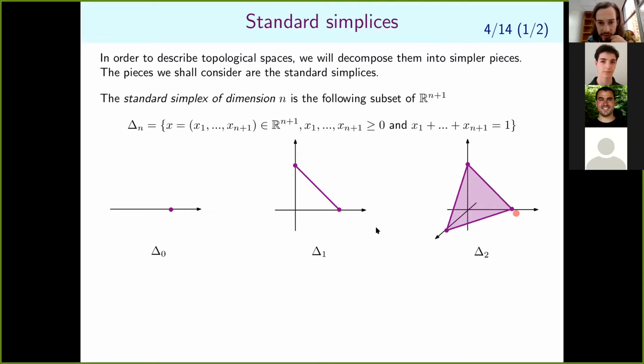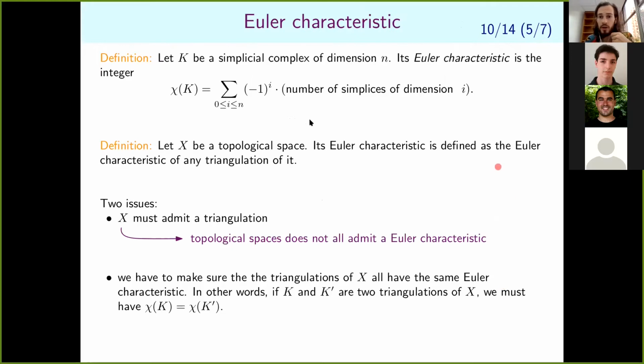And I was saying that there are 2 issues with this definition. The first issue is that not all topological spaces admit a triangulation. So it is not possible to define the Euler characteristic of all topological spaces. This is how it is.